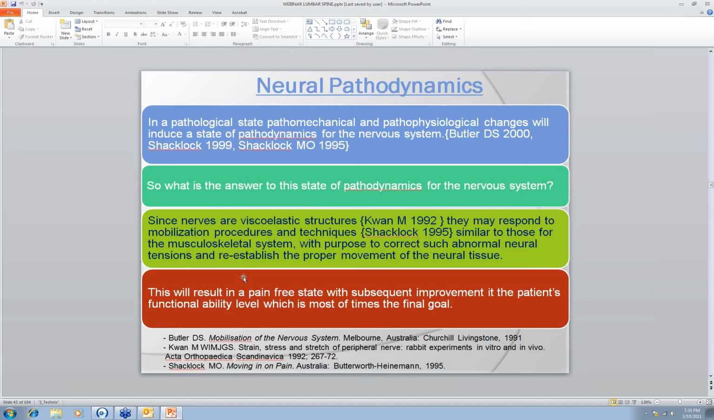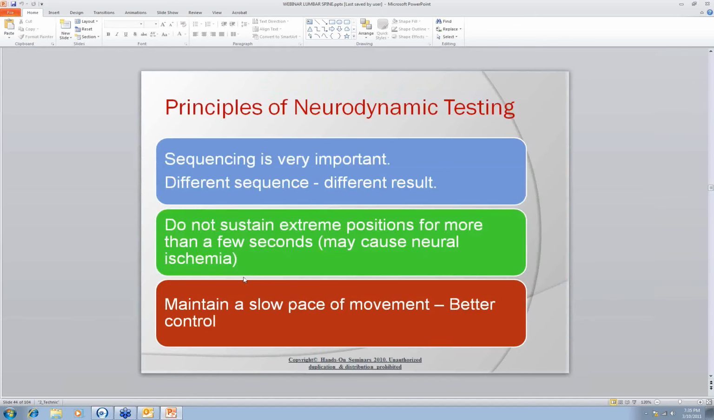Nerves, though, are viscoelastic structures. And if they are viscoelastic structures, then they should be able to respond to mobilization techniques that take advantage of the viscoelastic properties of the nerve. So in the various techniques that we do, sequencing is very important. So I will give you a little example.